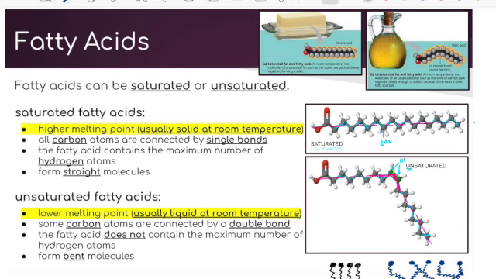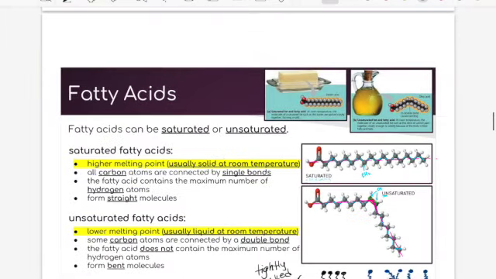If they're unsaturated, they have these bends in them, and so they're not able to pack together as tightly. In other words, they're less dense, right? Whereas these ones over here are tightly packed together, right? So there's less space between the molecules. So for that reason, saturated fatty acids are typically solid at room temperature, and unsaturated fatty acids are liquid at room temperature.